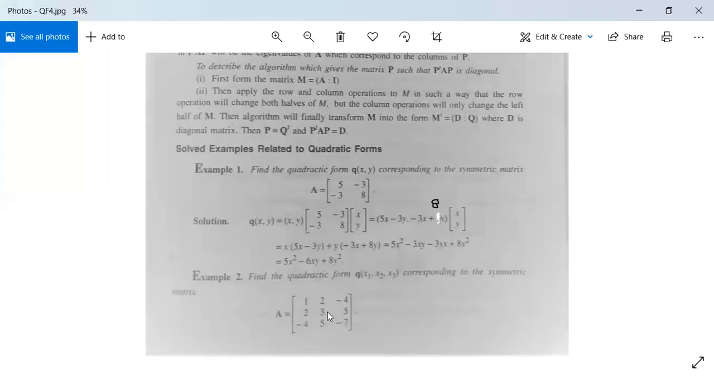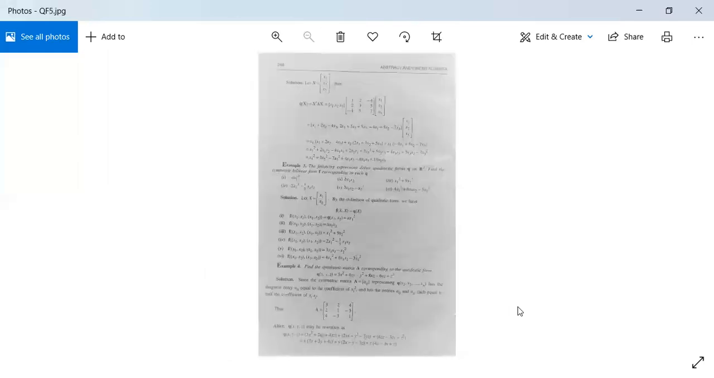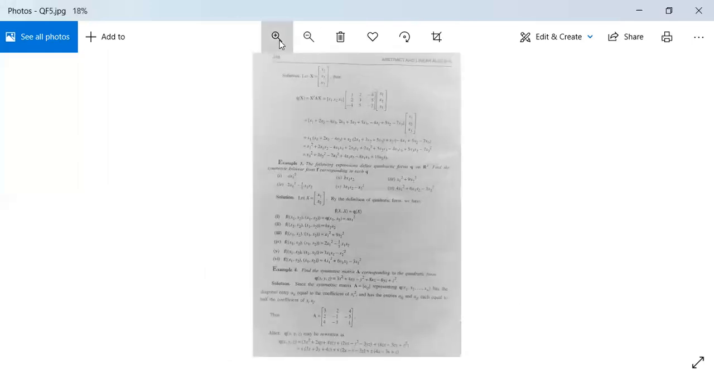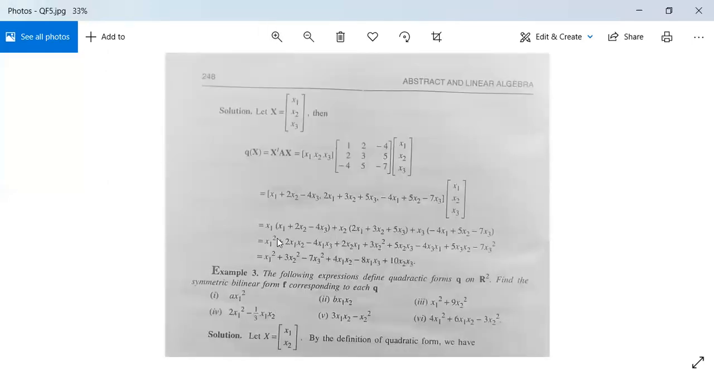See here, in a symmetric matrix, the elements at positions 1, 2 and 2, 1 are the same. Elements at 1, 3 and 3, 1 are the same. And the elements at positions 2, 3 and 3, 2 are the same. So this is your symmetric matrix. This symmetric matrix is represented in quadratic form by, suppose X is your column vector x1, x2, x3, then the quadratic form Q(x) is written as X transpose A X.